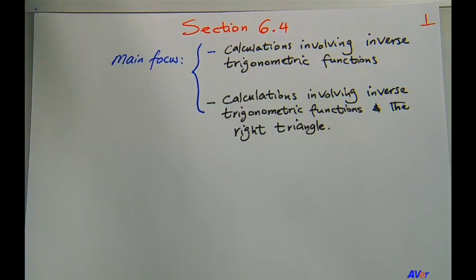We will be talking about calculations involving inverse trigonometric functions, as well as calculations involving inverse trigonometric functions and the right triangle. So there is a relationship there through the regular basic trigonometric functions, which leads to calculating values of angles using the inverse trigonometric functions. So we'll look at that in detail in this section.